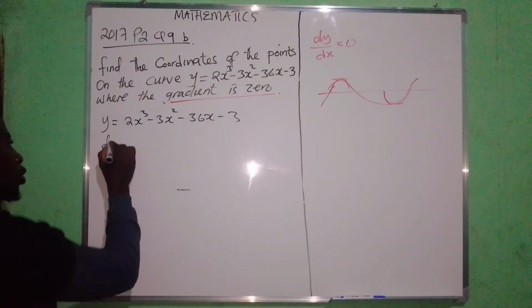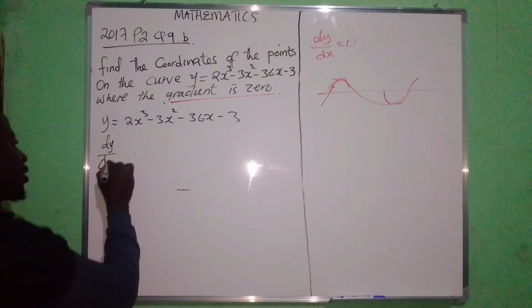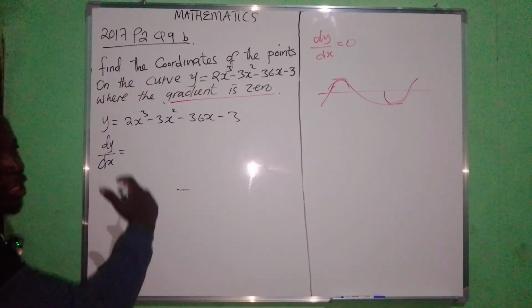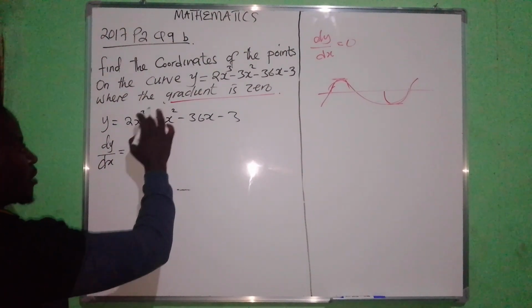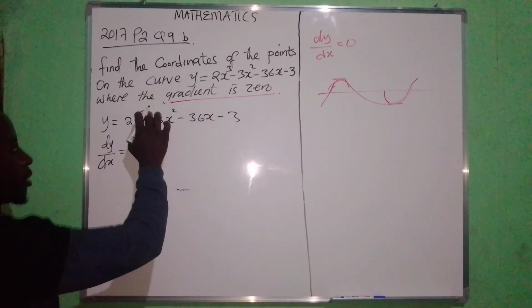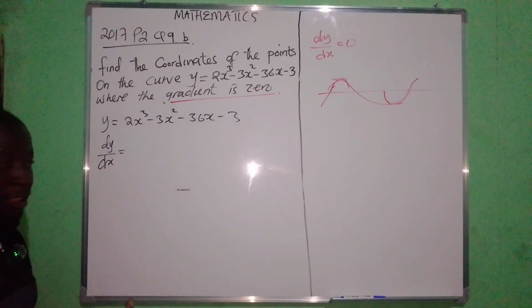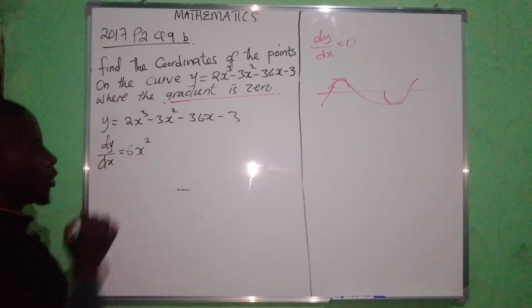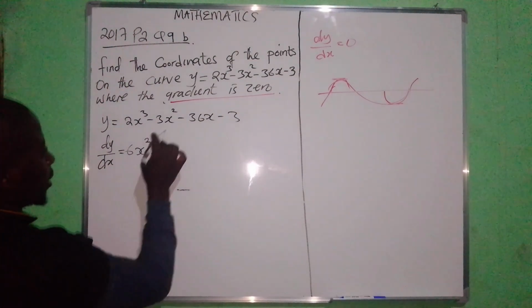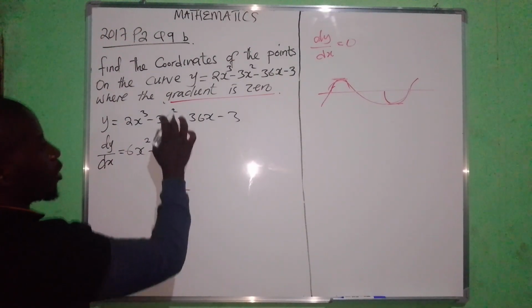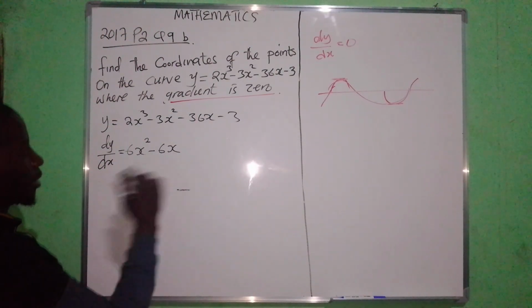You say dy over dx. We all know the rule of differentiation. The power reduces by 1. When you multiply the power with the coefficient of x, the power reduces by 1. So it's 3 times 2, which is 6. 6x, the power reduces by 1, so it will be to the power 2, minus 2 times 3, which is 6x. The power reduces by 1, so it will just be like that.